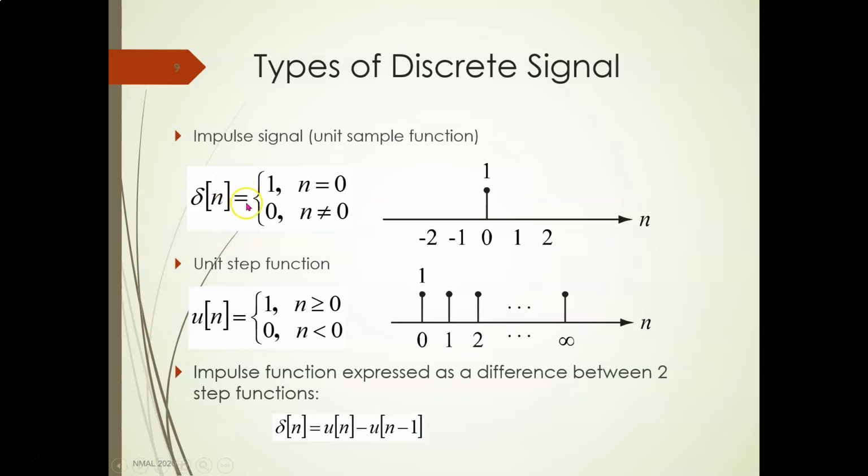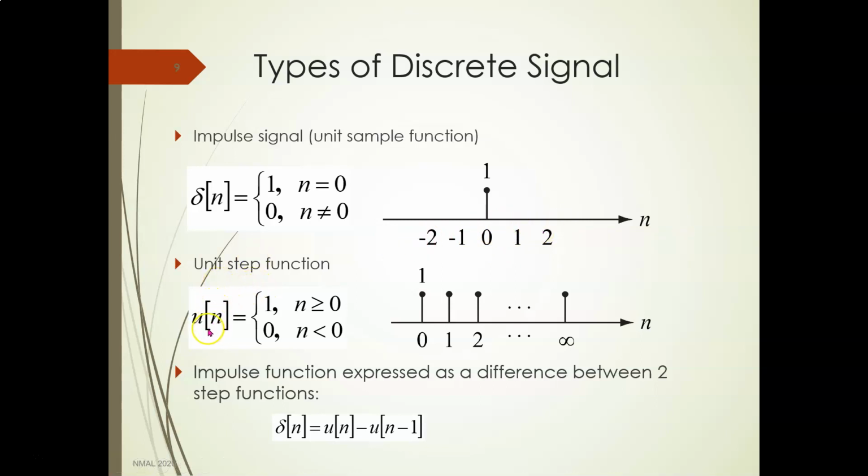So for delta n, it is equal to 1 when n equals 0. So when n equals 0, the value here is 1. And this is actually the value of the area of this line. And then delta n is equal to 0 when n is not 0. So other than n equal to 0, delta n has no value.